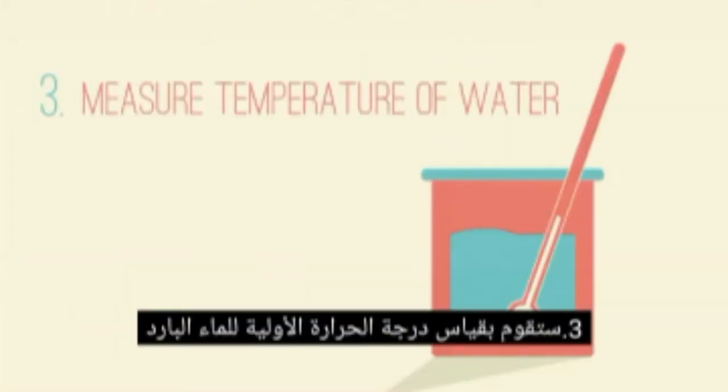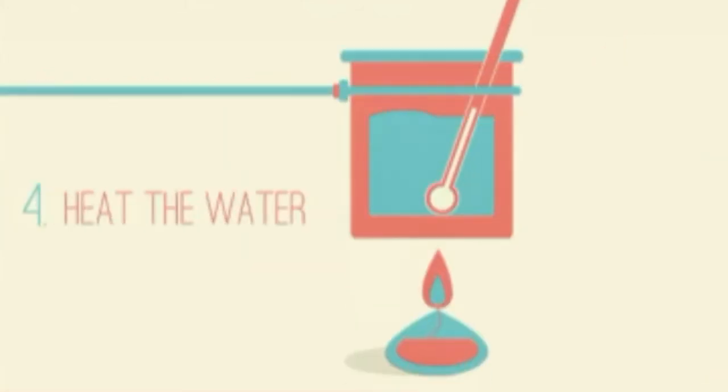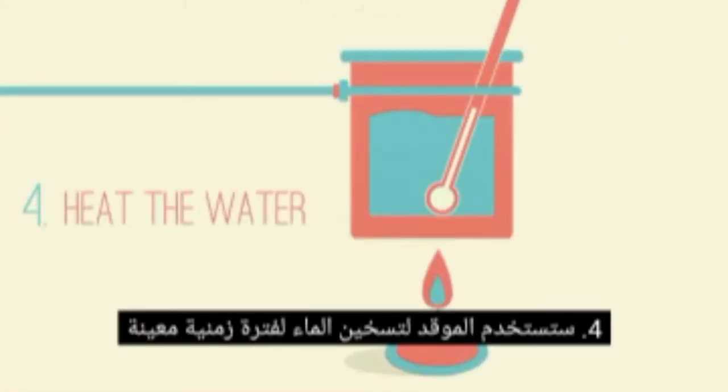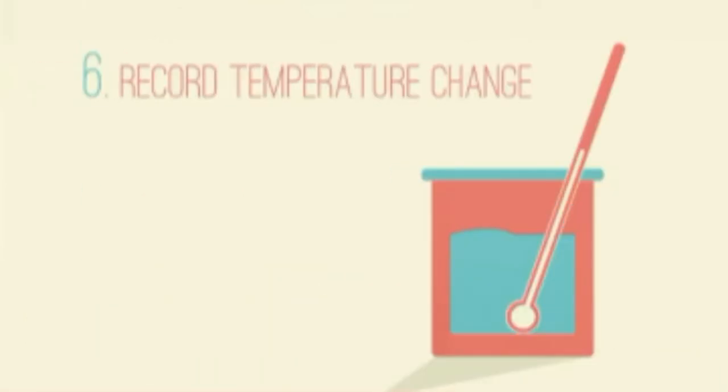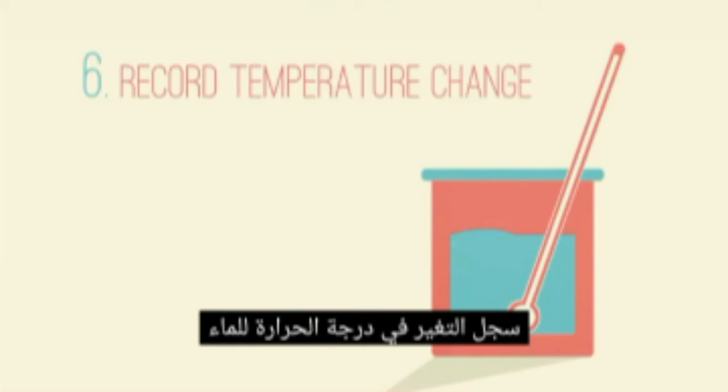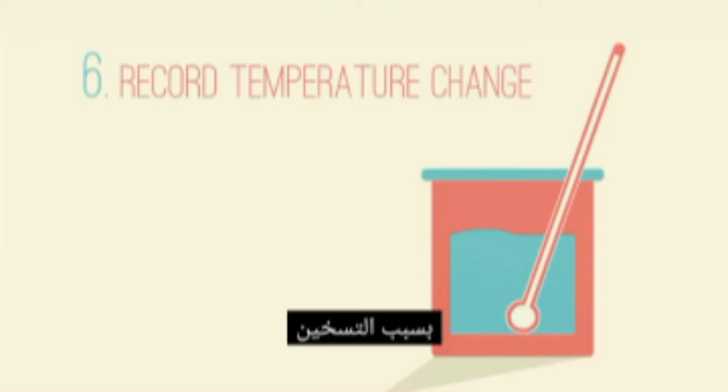3. You'd measure the starting temperature of the cold water. 4. You'd use the spirit burner to heat the water for a fixed amount of time. 5. Record the mass of the burner afterwards so that you could calculate the mass of the fuel combusted. And finally, 6. Record the temperature change of the water caused by heating.